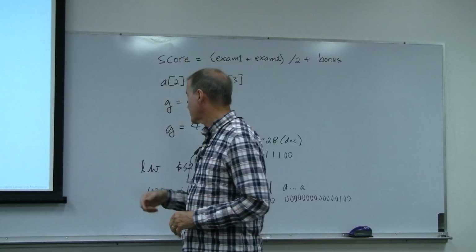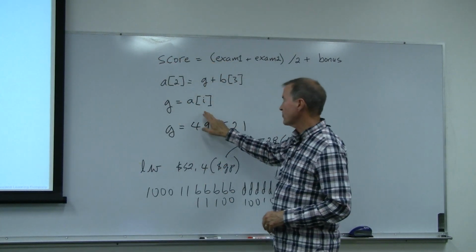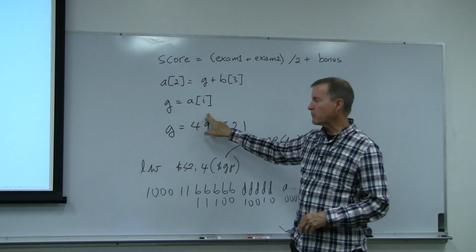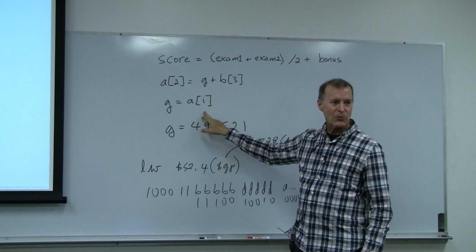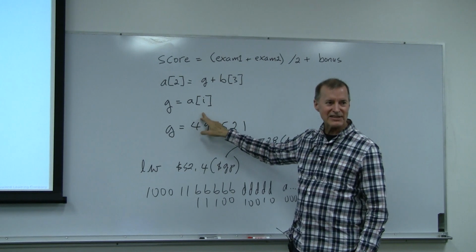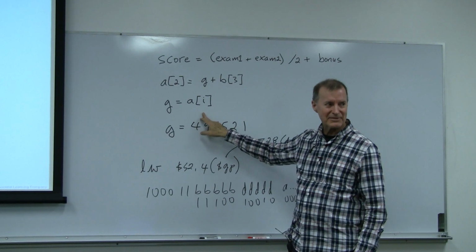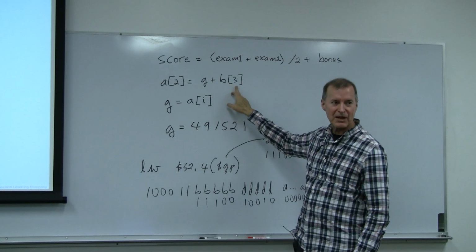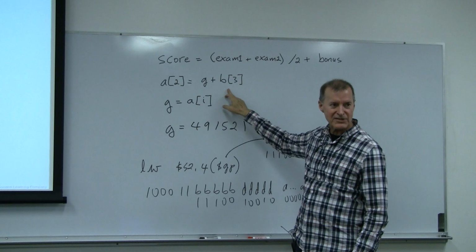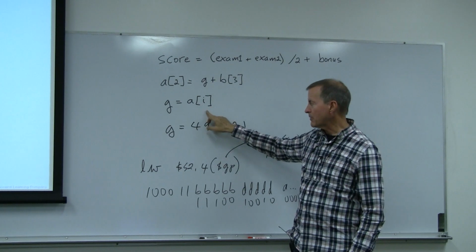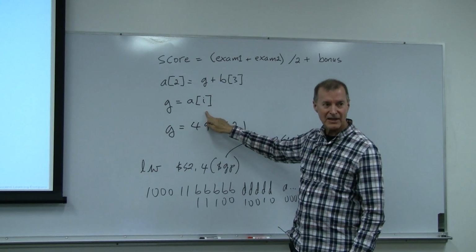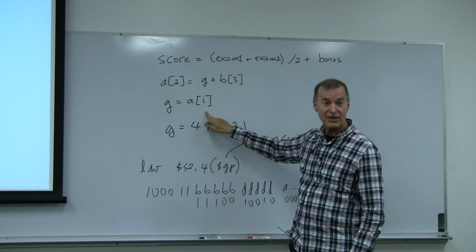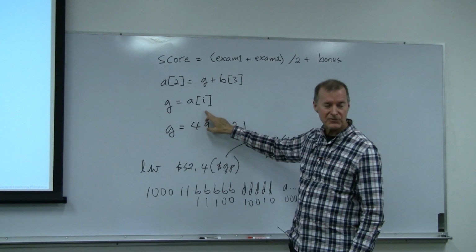Now, it's a little bit more complicated. The next one we're going to do is G gets A sub I. That's going to be more complicated because this is not a constant now. This is a variable. If it's a constant, then the MIPS compiler can just multiply this by 4 and put the constant offset there. But if it's a variable, then that's more complicated. Now we're going to have to do an arithmetic shift left, depending on what this value of I is.